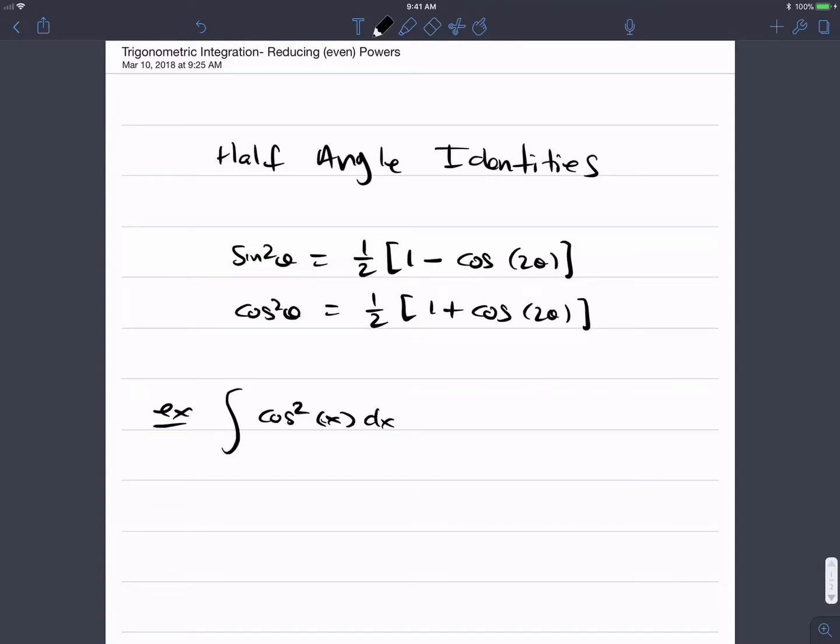Okay, we're going to start this morning going over what to do when you have even powers for sines and cosines. I titled this Reducing Powers because you actually do this in a trig course. You reduce your powers from power 2 to power 1 for sines and cosines.